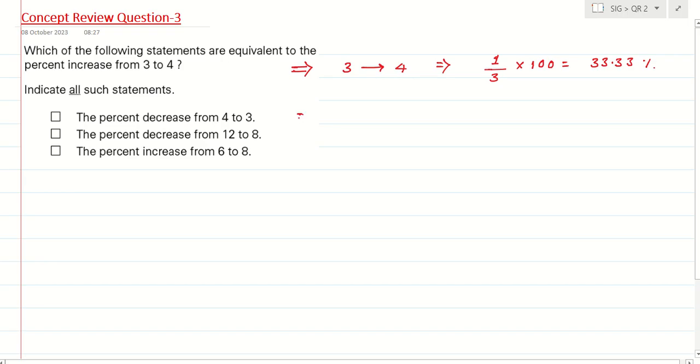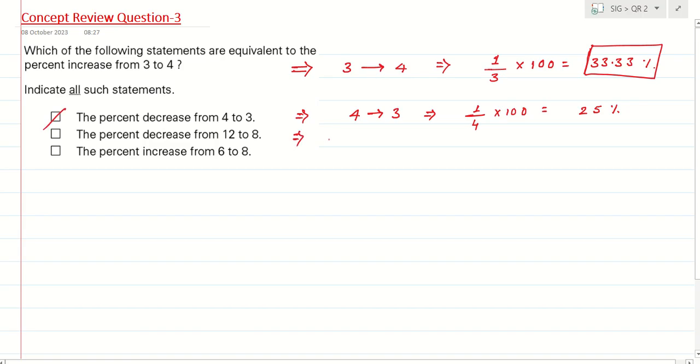Good one. So now, if you look here, the percent decrease from 4 to 3. Let's go for the first one, decrement from 4 to 3. So this is my target, keep it in mind. What is my target? 33.33 percent. So for the 4 to 3 decrement, the difference is 1. The original value is 4, into 100. I'll get 25%. Of course, this is not my answer.